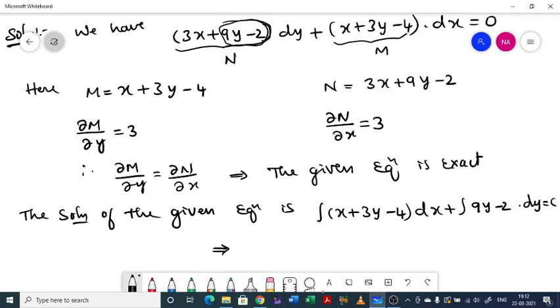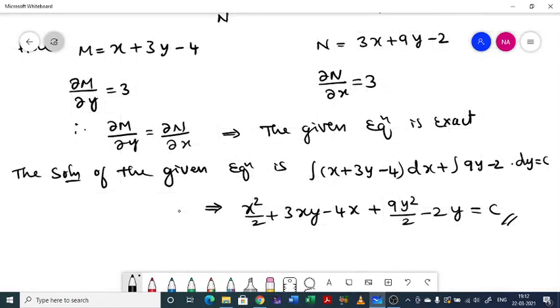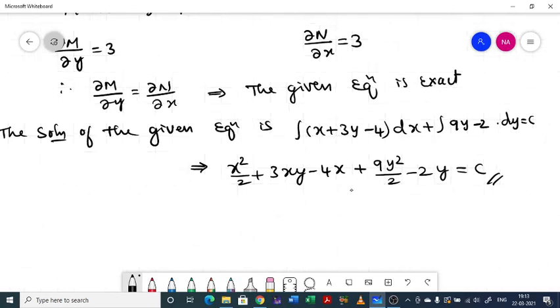So now integrating, x squared by 2 plus 3xy minus 4x plus 9y squared by 2 minus 2y equal to c. So this is the required solution. If you want, you can multiply both sides by 2 to remove these fractions, or else you can keep it as it is. So a, b, c, d, e. There is one more problem of the same type.